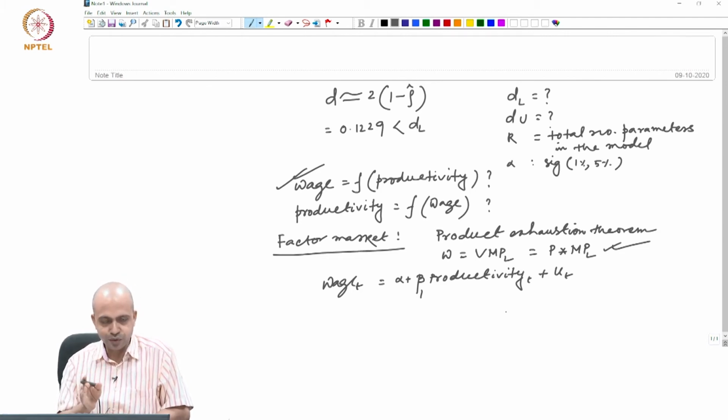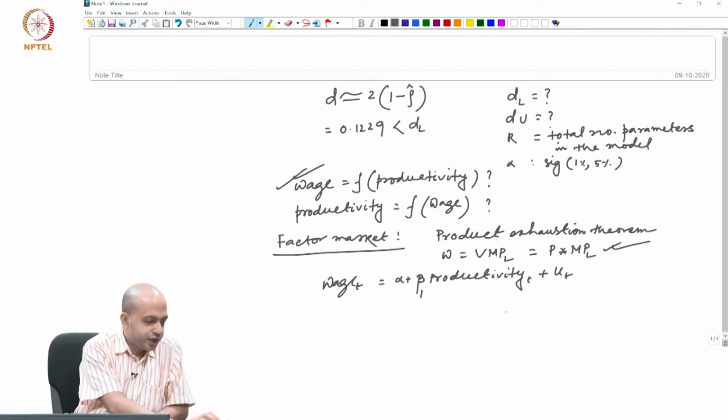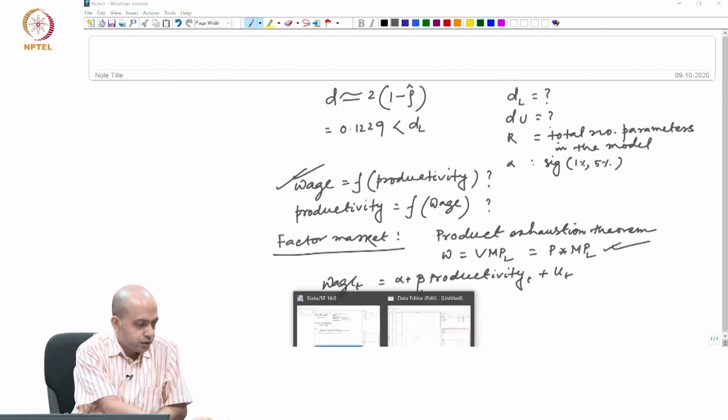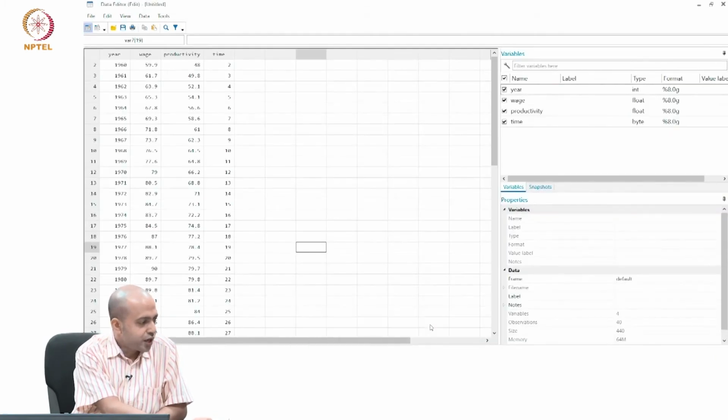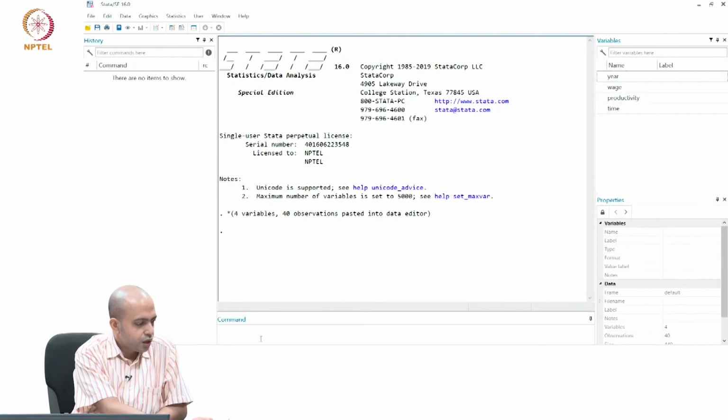So first we will estimate, and then we will discuss the Durbin-Watson test statistic. Okay, so let us look at the data set. So this is the data. We have 1960 to 1998, so we have some 40 years of data, and we will now estimate the model.